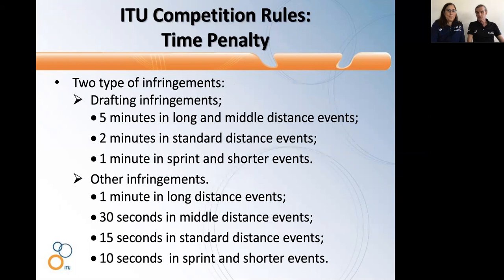There are two types of infringements. We have our drafting infringements. These are for infringements on the bike course. So we have 5 minutes in our long and middle distance events, 2 minutes penalty for our standard distance events, and 1 minute in the sprint and shorter than sprint events. For any other infringement, it's a 1 minute penalty for our long distance events, 30 seconds for middle distance, 15 in the standard, and 10 seconds for sprint and anything shorter than the standard, sprint distance.